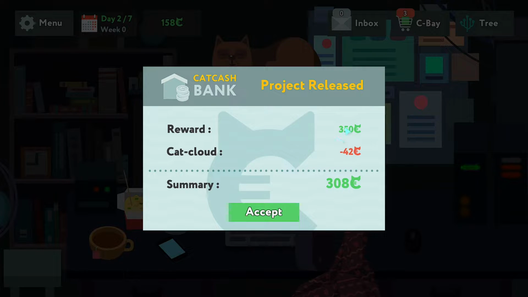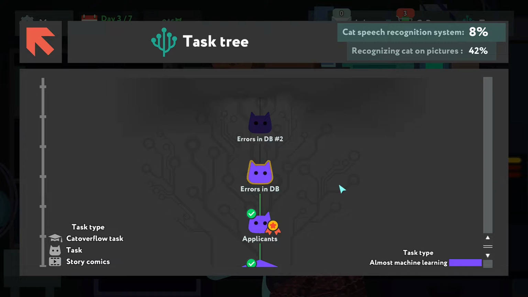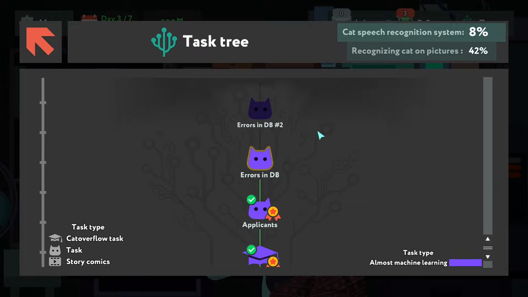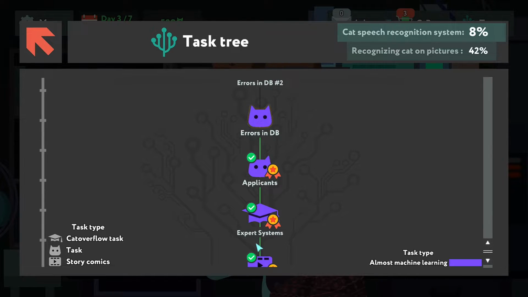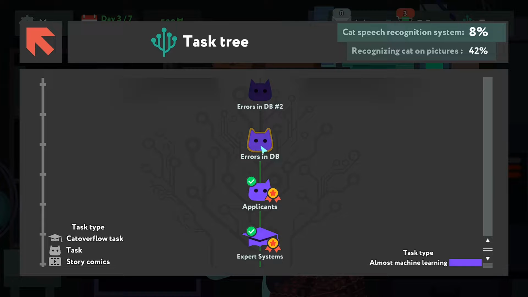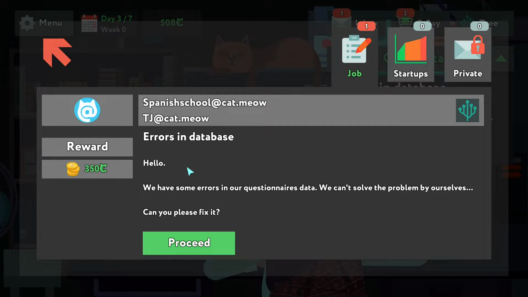Alright, so I got paid 350 quid, or $350 or whatever, 350 cat bucks. And the cat cloud, I'm guessing that's my servers, cost 42 cat dollars, even though isn't that the euro symbol? Anyway, and I made in total 308 cat dollars. Okay. So I guess next is errors in database.